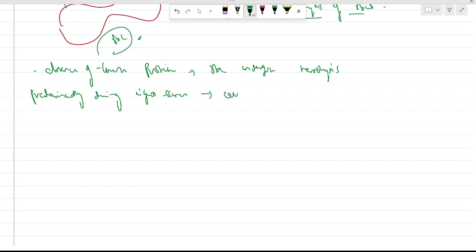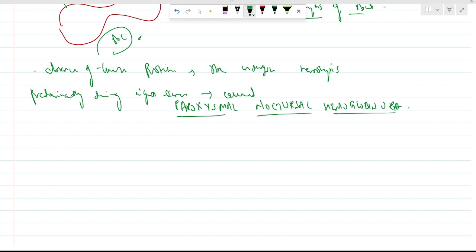This is called an important condition, paroxysmal. It happens during the night. Nocturnal hemoglobinuria. Paroxysmal nocturnal hemoglobinuria, PNH.